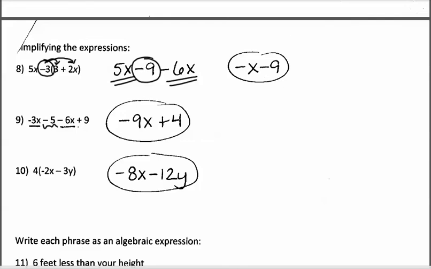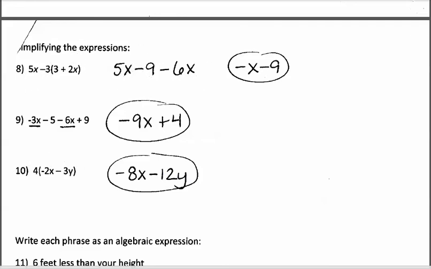I have 3 negatives and 6 negatives, so I have 9 negatives. I have 5 negatives and 9 positives. Different signs, take the sign of the greater number, or the greater absolute value, excuse me, and take the 5 away from the 9, so I get 4 positives. Down here, multiplying 4 times the negative 2x gives me a negative 8x, and 4 times a negative 3y gives me a negative 12y.